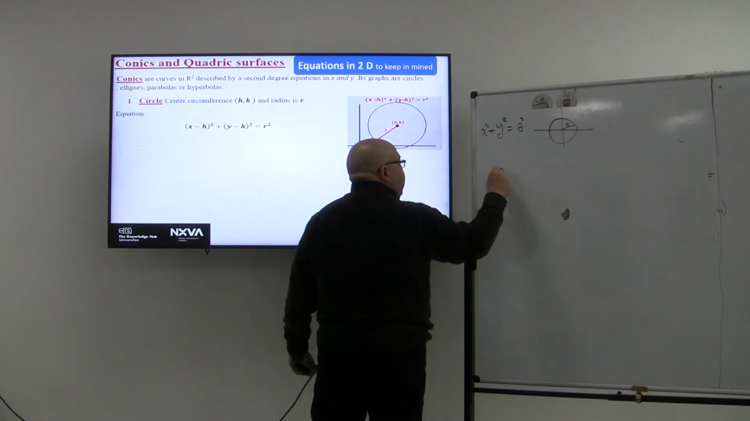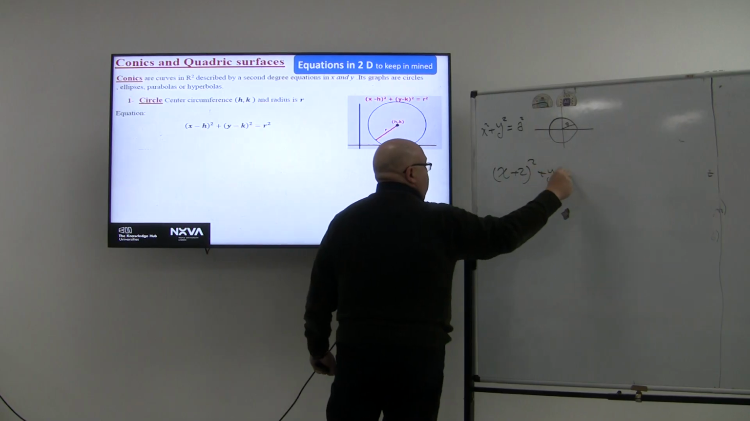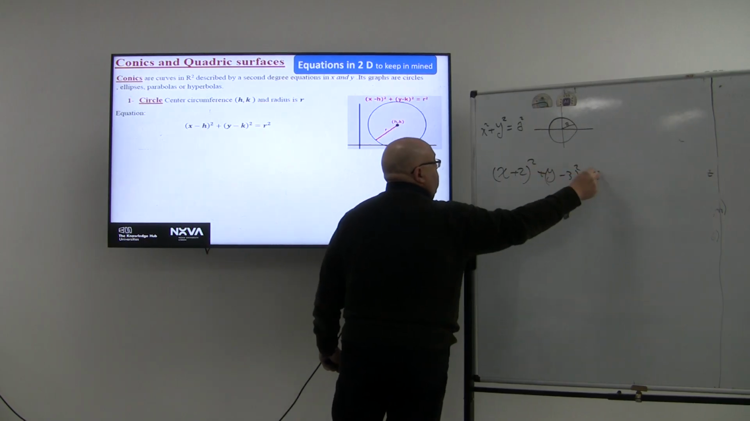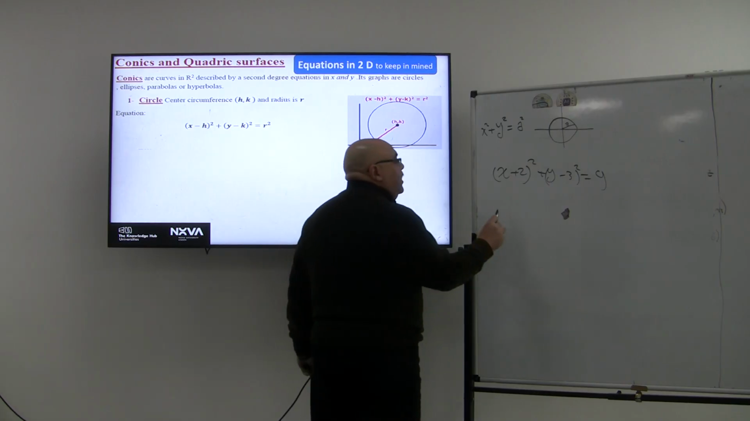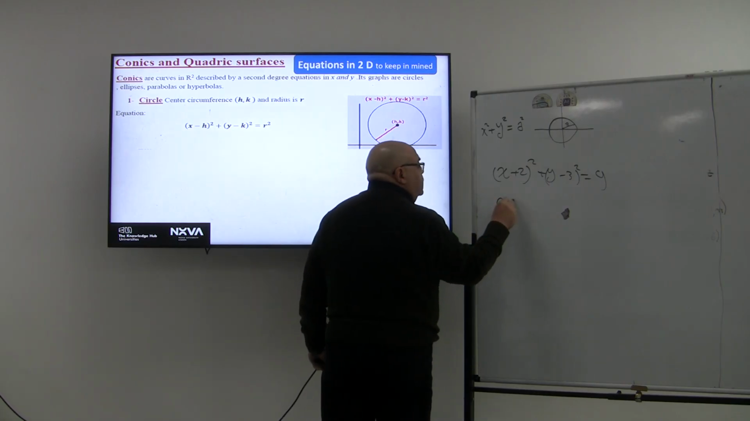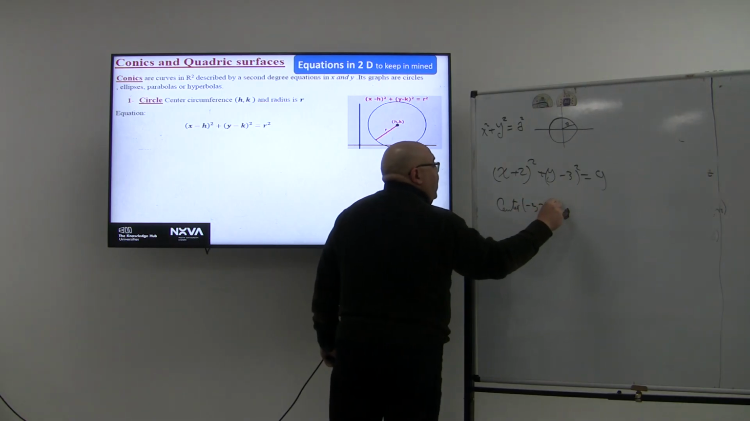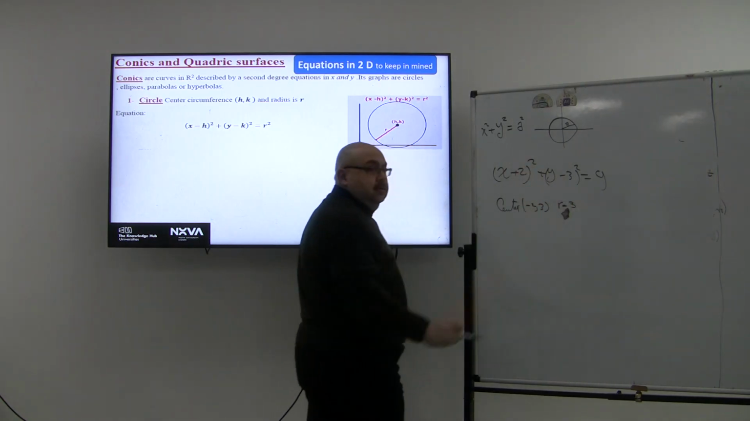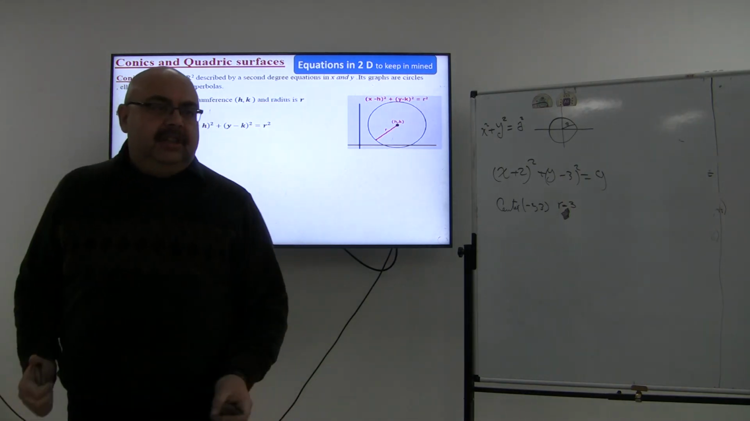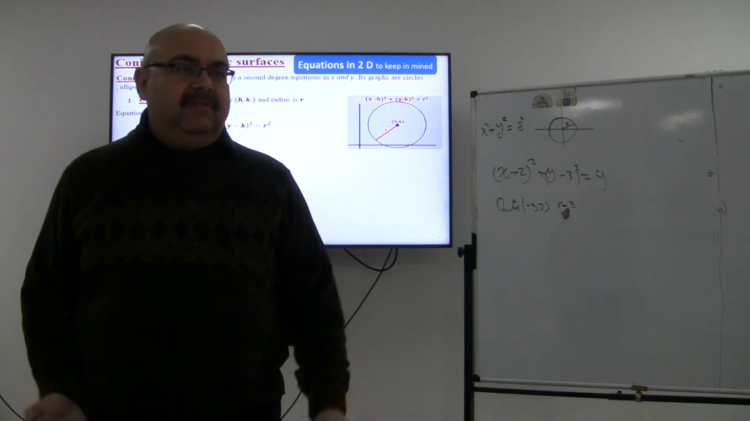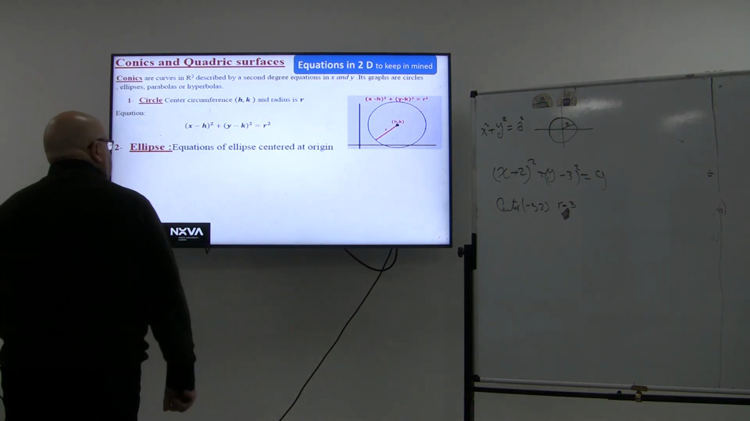That means if I have x plus 2 to the power of 2 plus y minus 3 to the power of 2 equal 9, we are talking about a circle where the center is at negative 2 and 3, and the radius is equal to 3. You can't say positive or negative because the radius is a length. You don't have negative lengths, okay? So that's an equation of a circle.